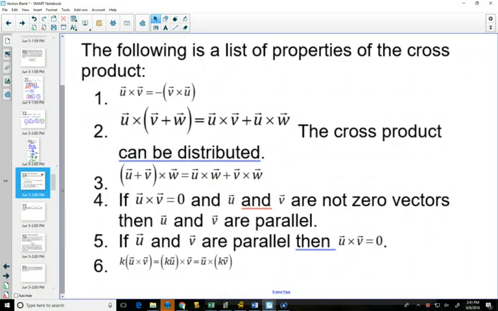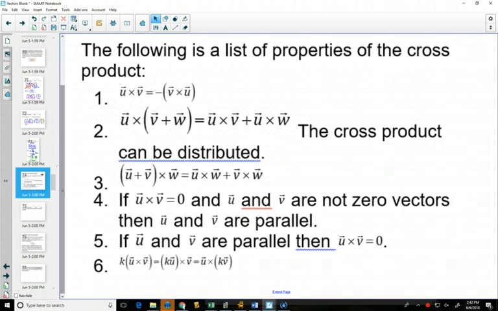If u cross v is equal to 0, and u and v are not 0 vectors, I don't know, the numbers here are kind of messed up a little bit, I'll have to look at that. So if you get your cross product to be 0, your two vectors are parallel. So that is a nice little property. And if they're parallel, then the cross product is 0.